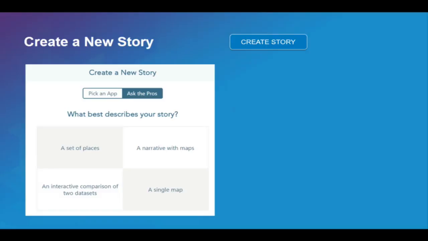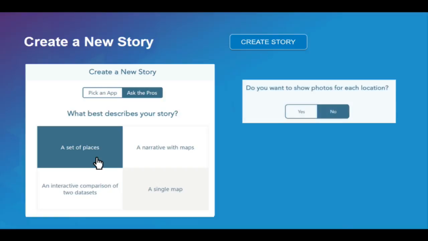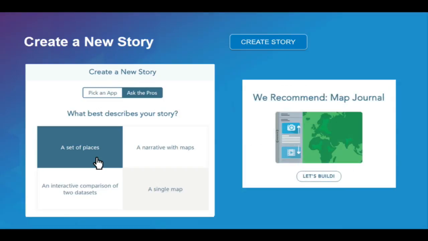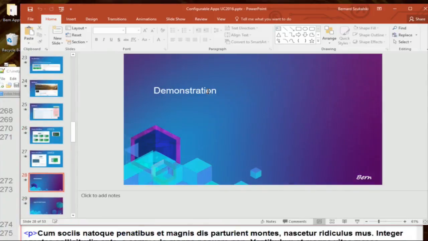Another way is like a little wizard. It's called Ask the Pros. And you answer some questions. What do you want to do? You want to have a set of places, and then do you want to show photos for each location in this case? Do you want to click or do you want to scroll? You answer the questions, and then it comes up with a recommended story map that suits the story that you want. Let's just take a look and see how this works.